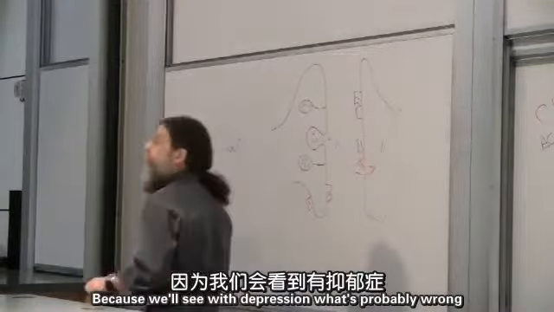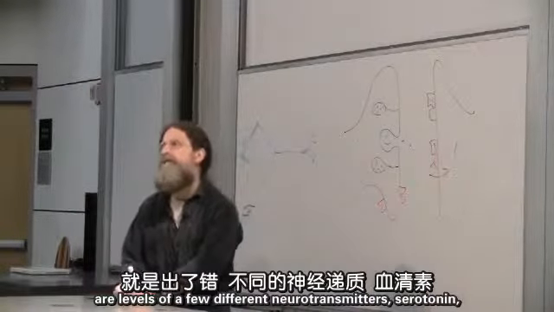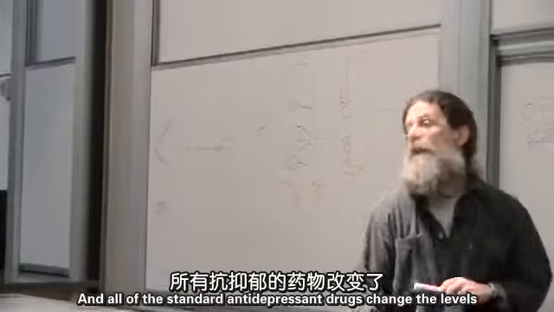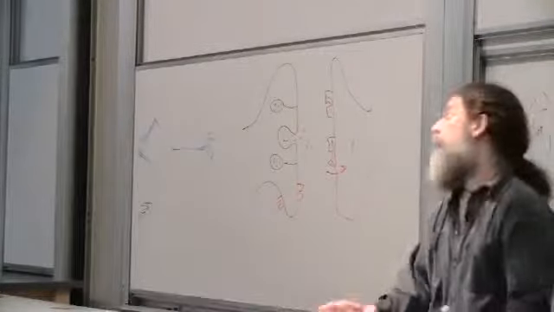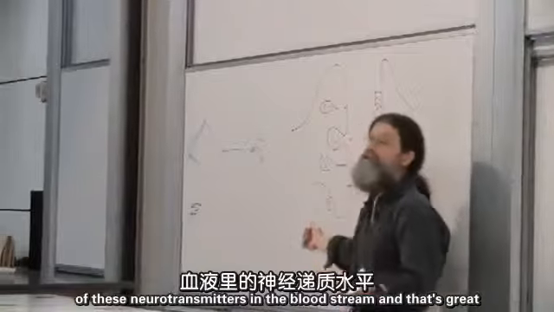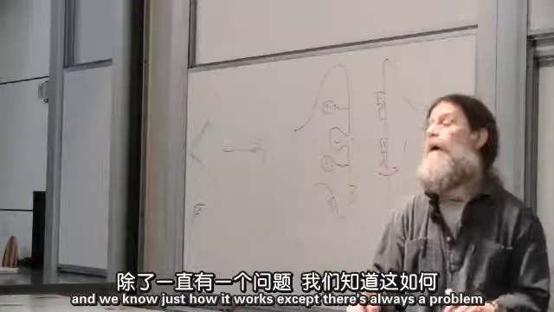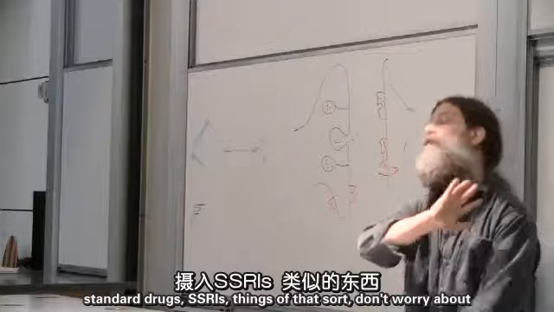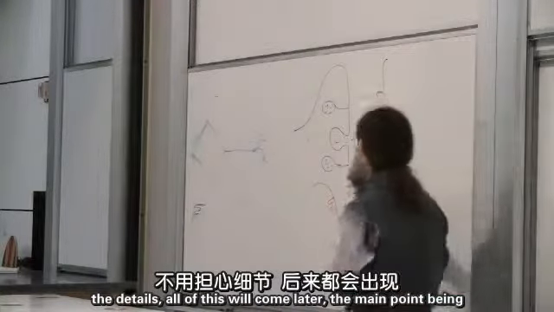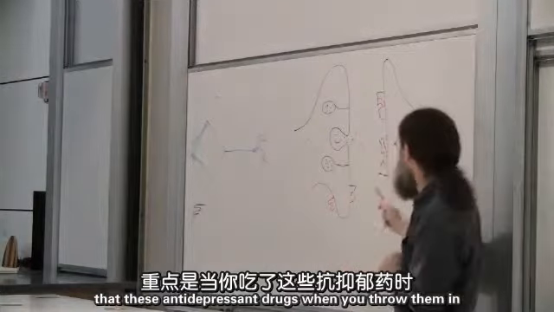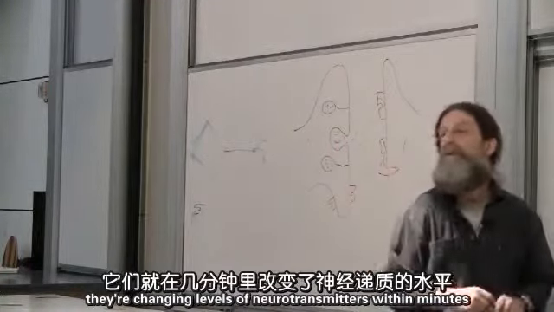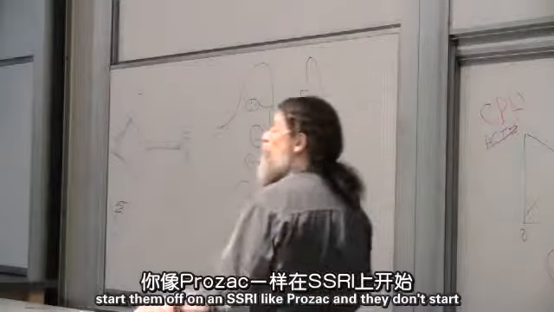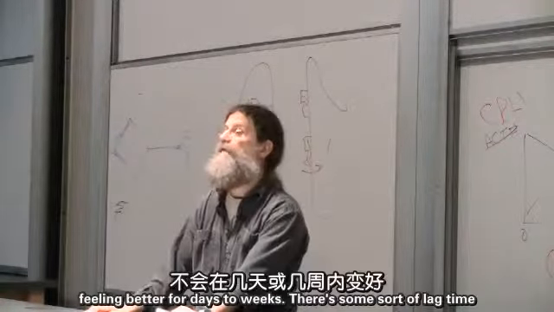Because we'll see with depression, what's probably wrong are levels of a few different neurotransmitters: serotonin, dopamine, norepinephrine. All of this is going to come soon. And all of the standard antidepressant drugs change the levels of these neurotransmitters in the bloodstream. And that's great, and we know just how it works, except there's always a problem making sense of that. Which is, you throw in some of these standard drugs, SSRIs, things of that sort. Don't worry about the details. All of this will come later. The main point being that these antidepressant drugs, when you throw them in, change levels of neurotransmitters within minutes to hours. You get somebody who is deeply depressed, and you start them off on an SSRI like Prozac, and they don't start feeling better for days to weeks.